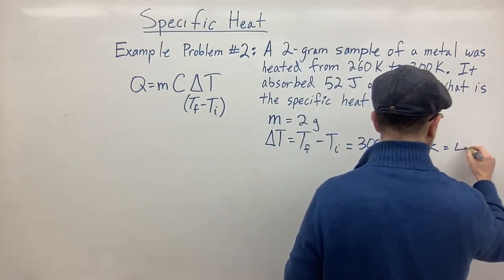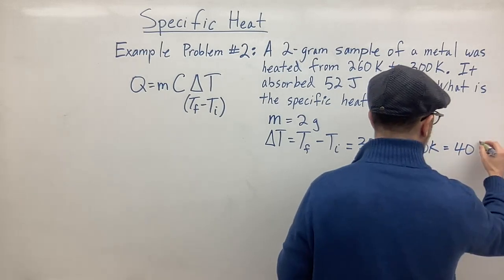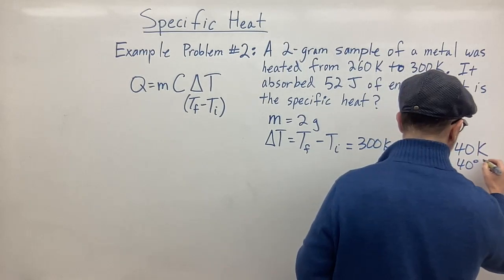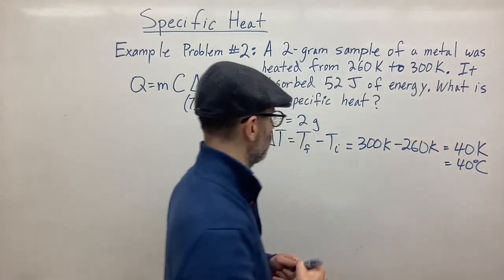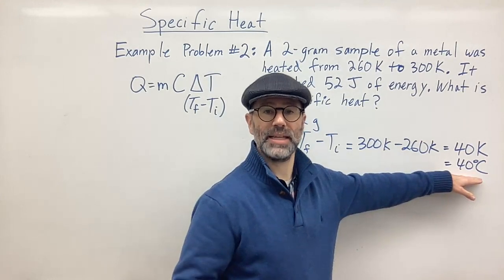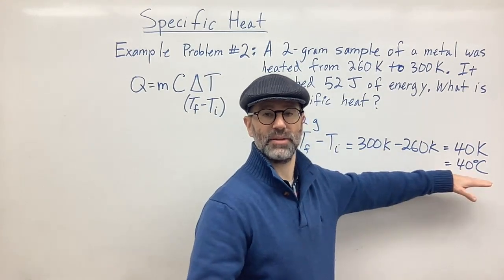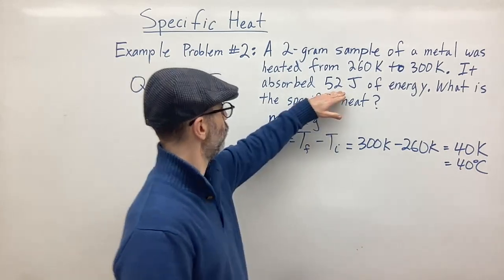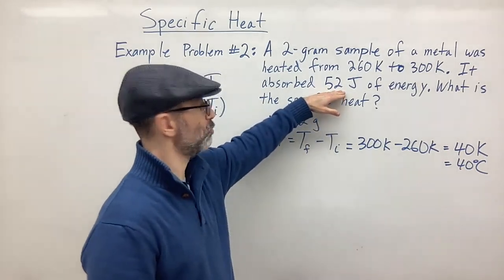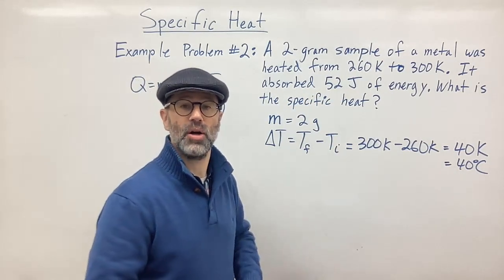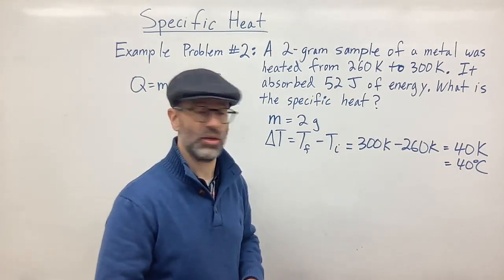And so the difference here is 40 Kelvin, which is the same as 40 degrees Celsius. So this is the same difference. Remember, this is the change in temperature, not the absolute temperature itself. Then we're told that it absorbed 52 joules of energy. That's our Q, the amount of energy absorbed or lost.